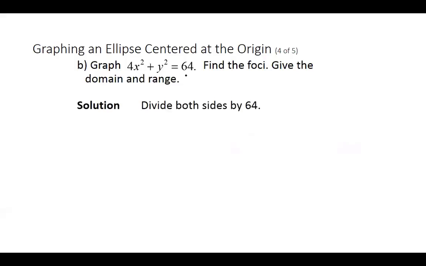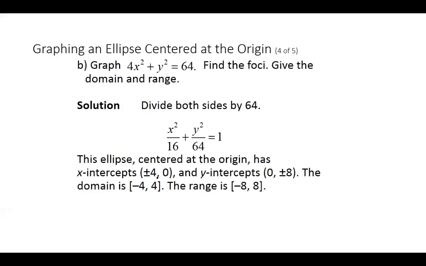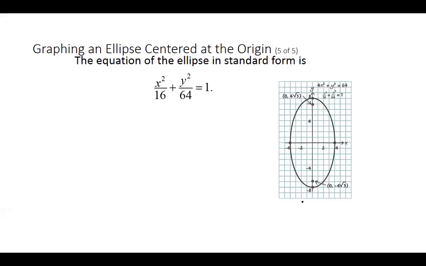Here we want to divide each term by 64 to get equal to 1. We want to get into the general equation of the ellipse. So there it is, an ellipse centered at the origin. The x-intercepts would be plus and minus 4 and 0. The y-intercepts would be 0 and plus or minus 8. So the domain would be from -4 to 4, and the range would be from -8 to 8. And we can graph that easily.